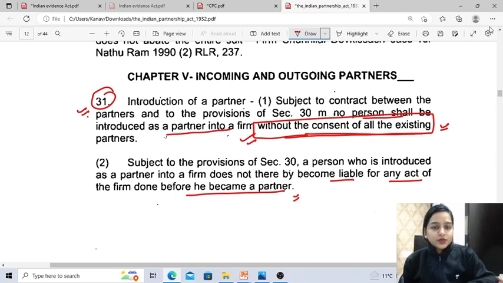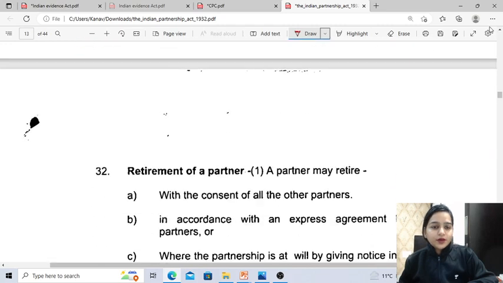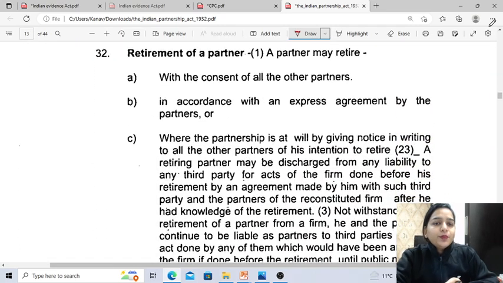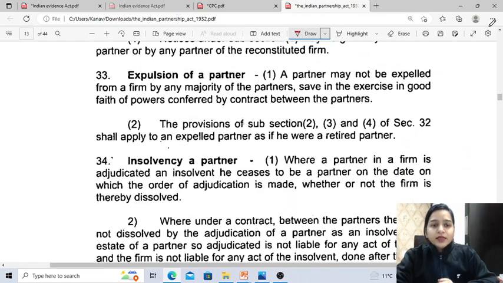So a person who is introduced as a partner in the firm does not thereby become liable for any act of the firm done before he became a partner. Now, how a partner can retire? एक पार्टनर रिटायर कैसे हो सकता है? With the consent of all the partners in accordance with an express agreement by the partners, या फिर वो नोटिस दे के इन राइटिंग में to the other partners that he has an intention to retire.